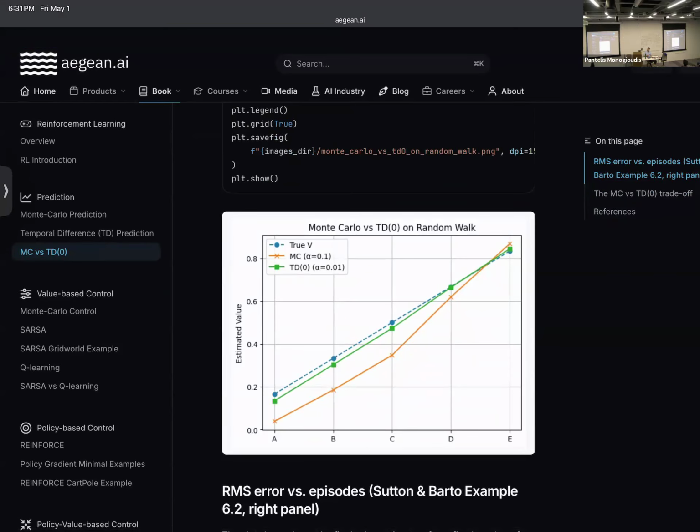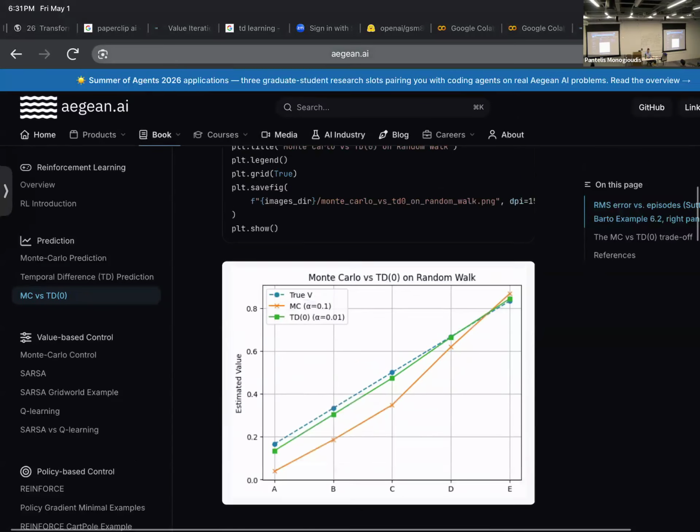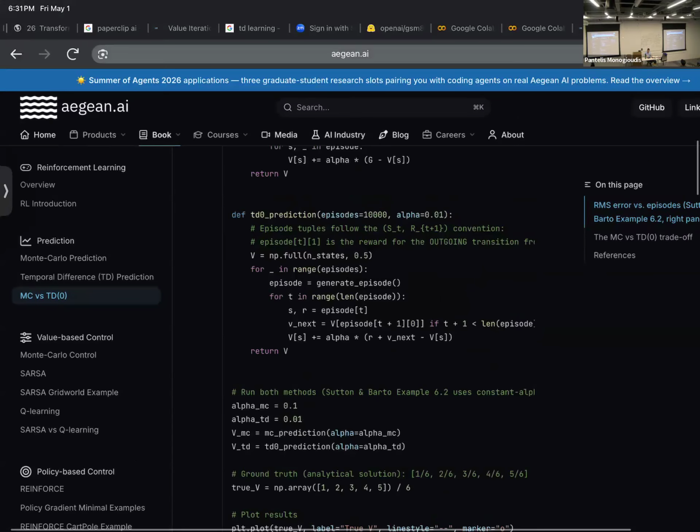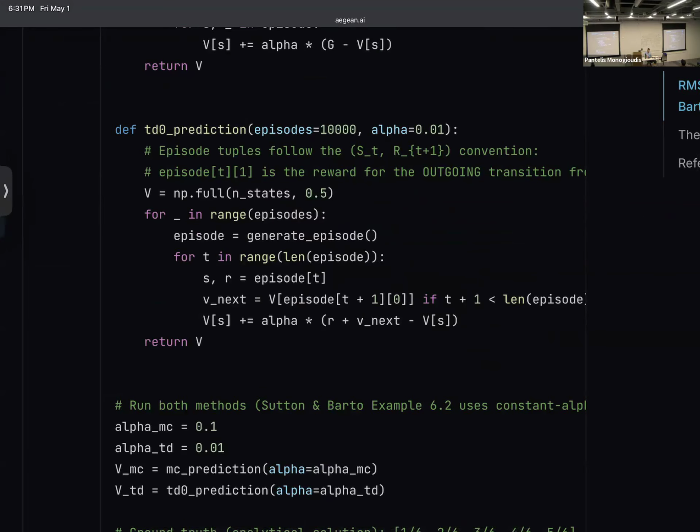Obviously, it was an approximation. Okay, now, the same thing will actually happen with TD(0) prediction. Again, for the same number of episodes and some value of alpha. Right here, the alpha is set to 0.01, but later on, I think I'm plotting as a function of alpha to see what's happening in the trade-off kind of discussion.